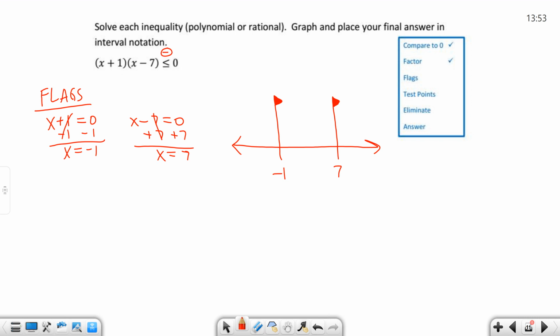So before I go on to my test points, before I do anything else, I like to go ahead and label my intervals. So I tell my students all the time, I'm extending my flagpoles deeper into the ground here, okay, going underground.